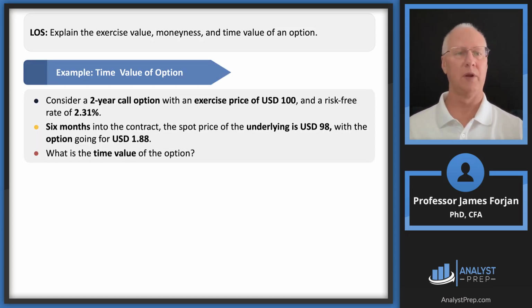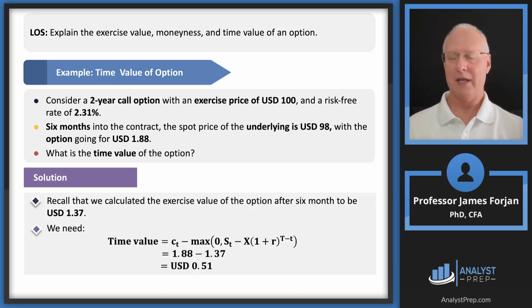So let's do a quick example here. 2-year call option, exercise price 100. We've seen that before. Risk-free rate 2.31%. 6 months into the contract, the underlying is 98. We've done that before, but now the option premium is $1.88. What is the time value of the option? All we're going to do here is take some present value. We're going to take that $1.88 and subtract out the present value of the exercise price, which we already did before, right? That's $1.37. So the time value of the option is 51 cents.